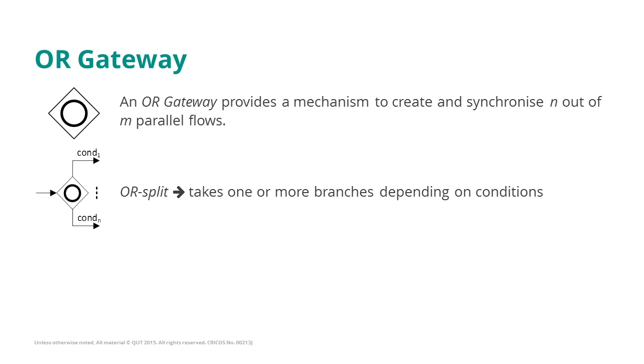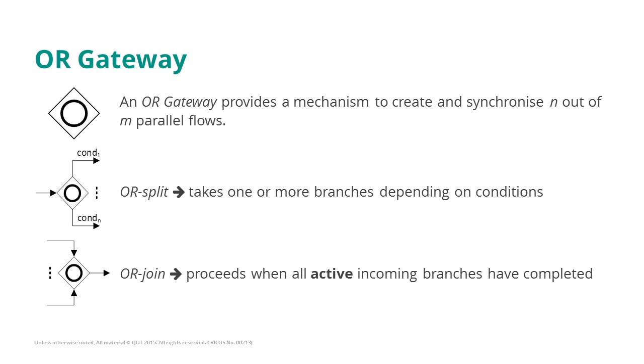So like the XOR split, we need to annotate each of these outgoing branches of the OR split with a Boolean condition. And if the condition turns out to be true while we are executing the process instance and we got to the OR split, then the OR split will send a token to that particular branch. It sends the token to one branch, to two branches, or to any number of branches out of all the possible branches that come out of this construct.